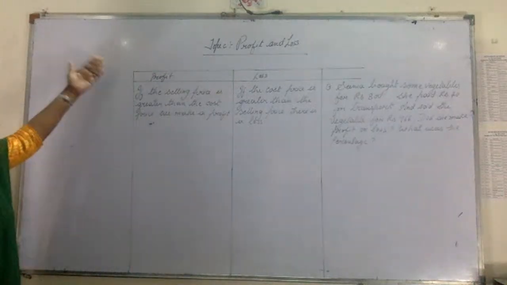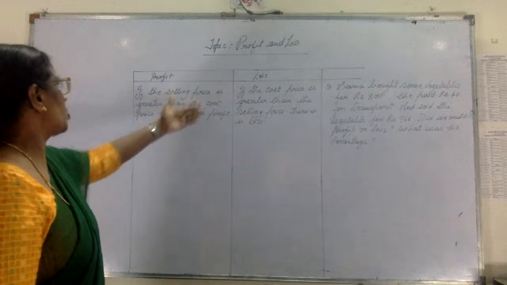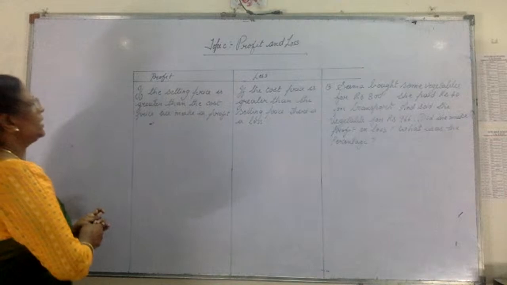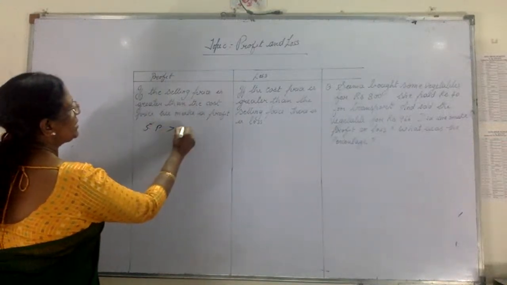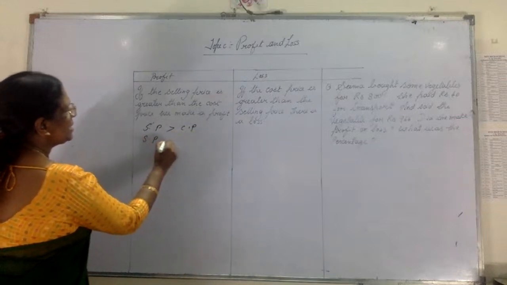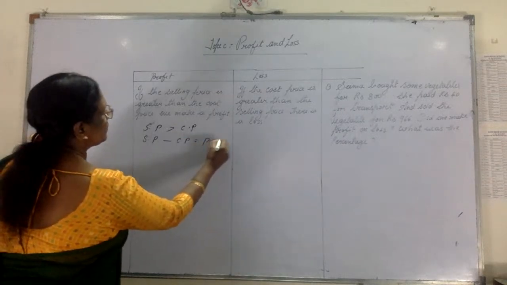Now, what is profit? If the selling price is greater than the cost price, we make a profit. That is, selling price is greater than cost price. Selling price minus cost price is equal to profit.